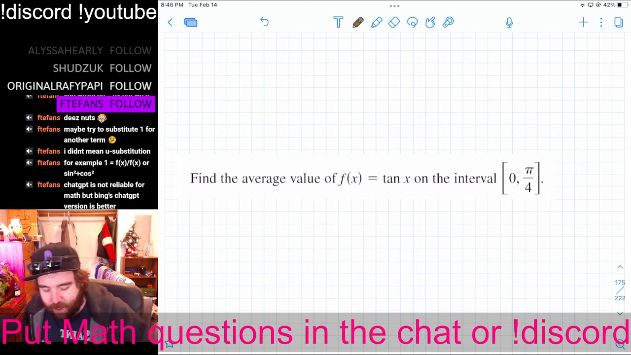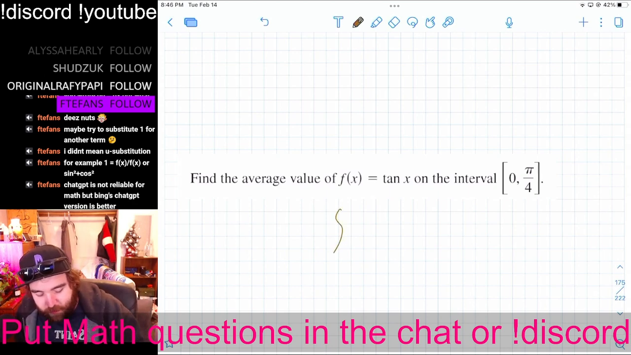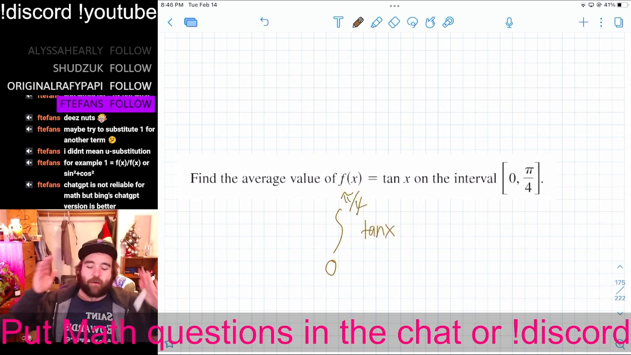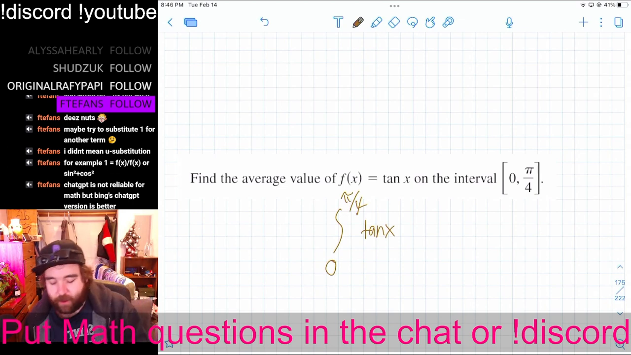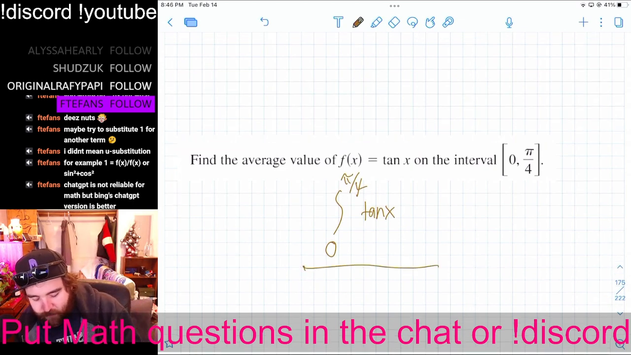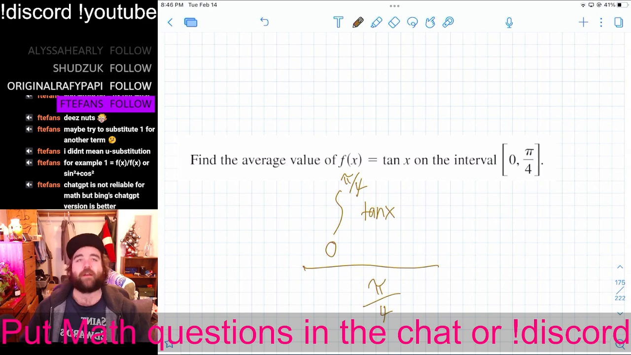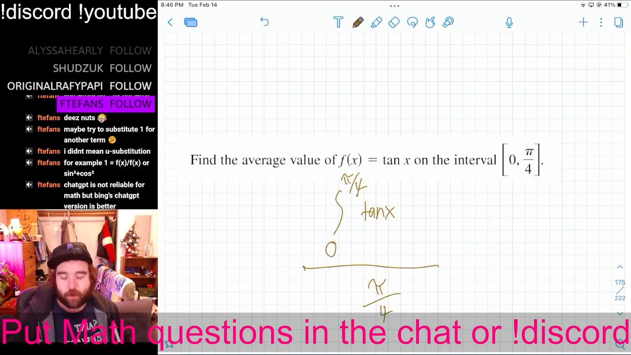So I think we've talked about average value already. That means we need to find the area under the curve of tangent of x on that interval, and then divide by the entire length of the interval, which in this case is pi over 4. So that's exactly what we're doing. And we've already found the integral of tangent x, right? That was why I said we memorized it. Now we don't have to do it again.